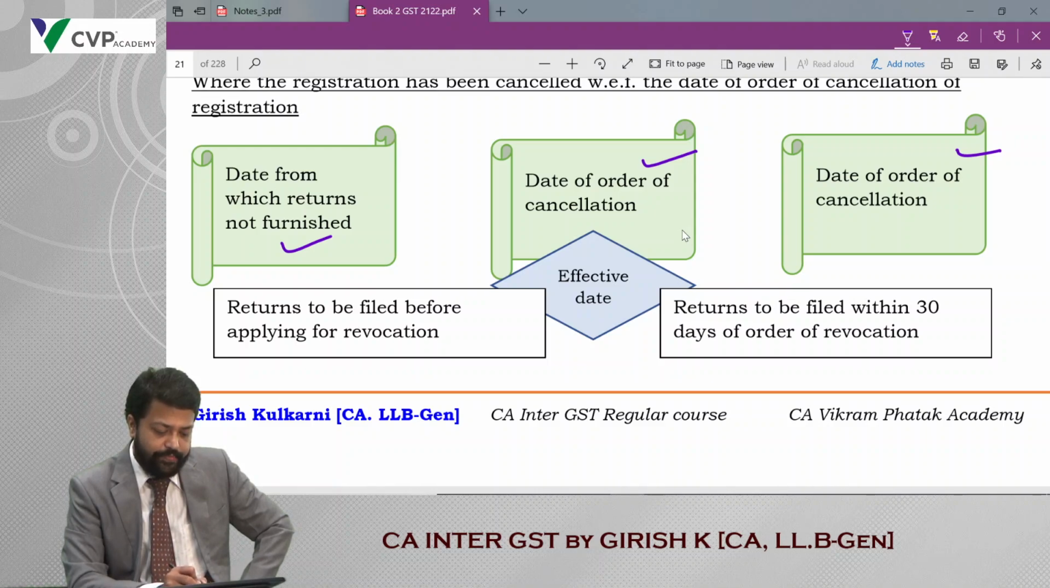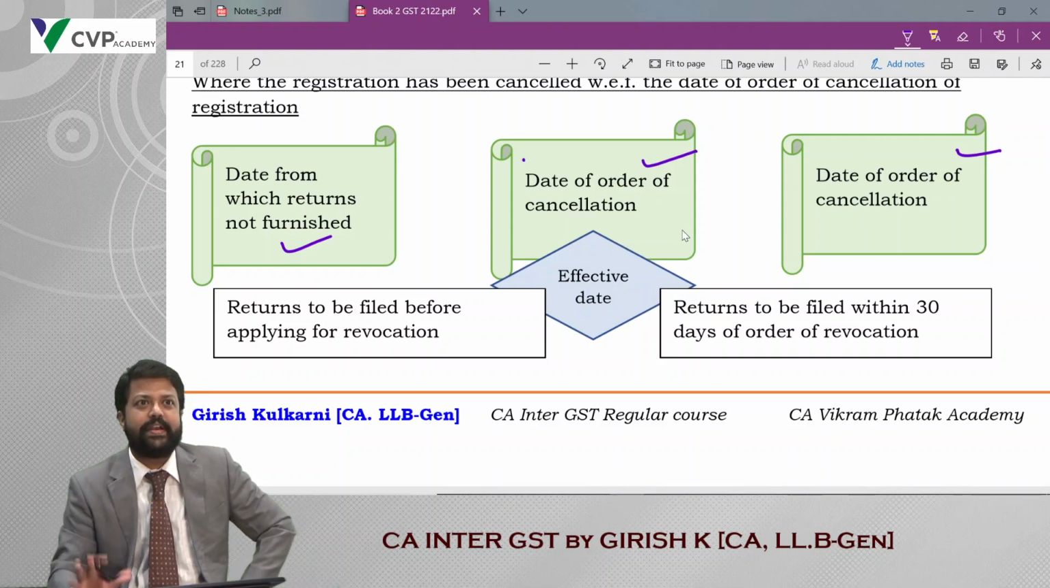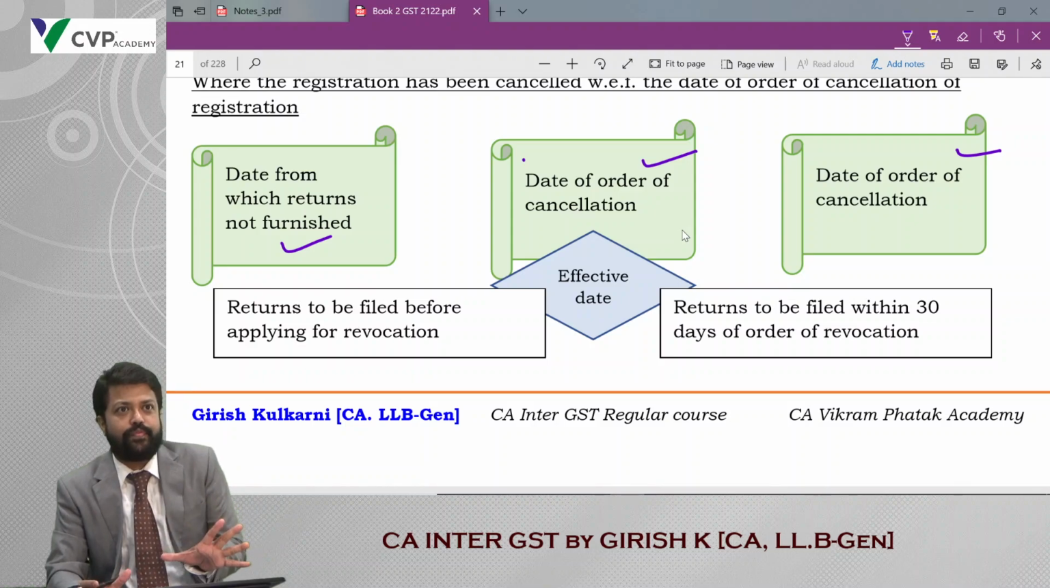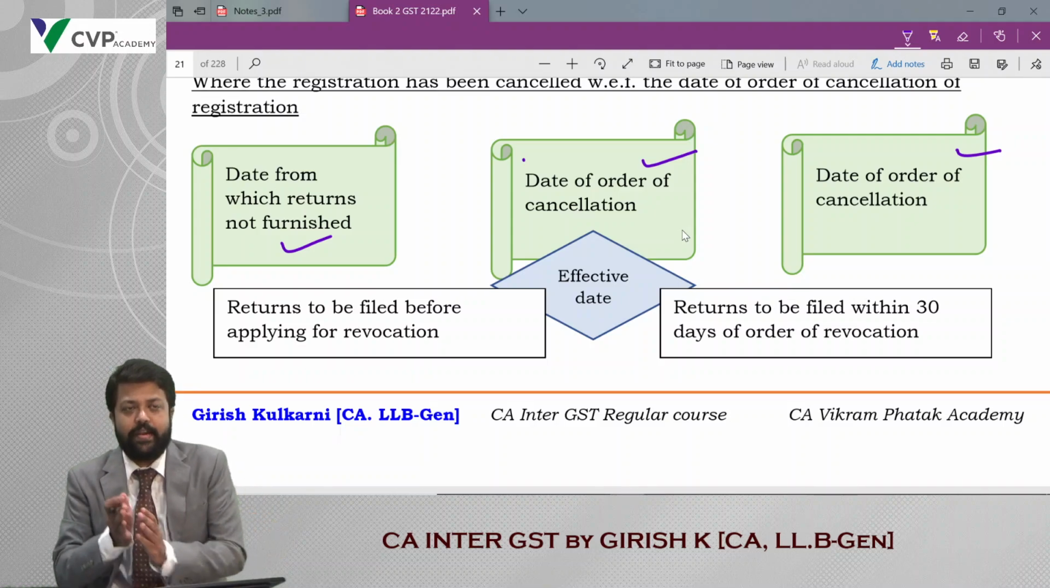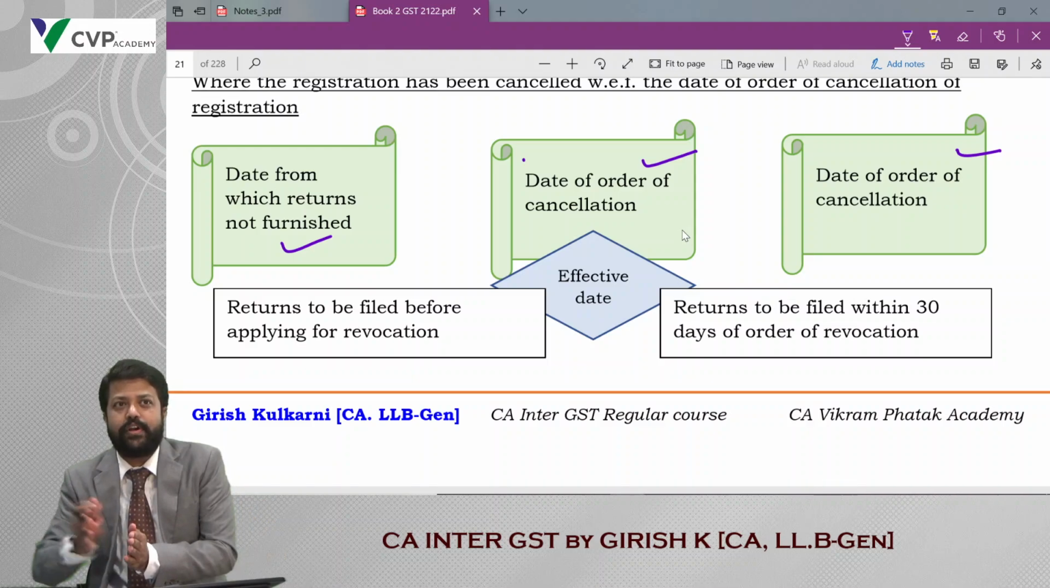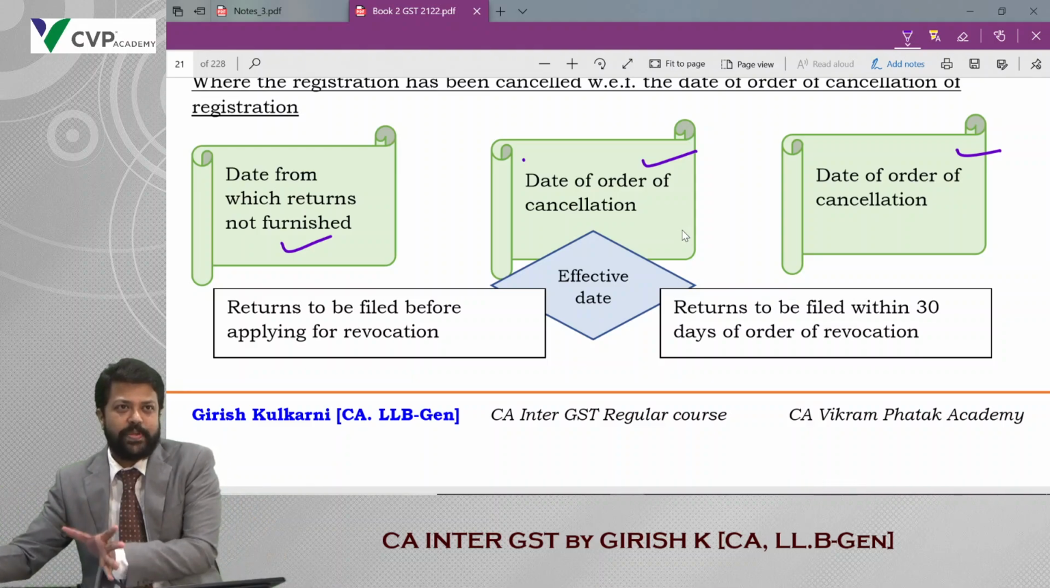Returns to be filed before applying for revocation are those till the date of order of cancellation, and the remaining returns are to be filed within 30 days of revocation, which means two periods are basically divided. One is up to the date of order of cancellation, the earlier period for which you have not filed the return, and the other is from the date of cancellation order till the current date. Those periods are different.